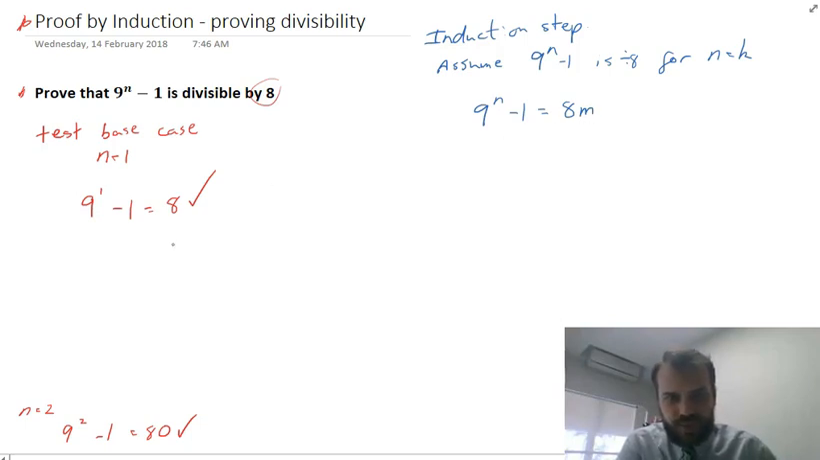This is equal to 8 times 1, this is equal to 8 times 10, the next one will be equal to 8 times something. But if something's divisible by 8, then it's going to be equal to 8m. If it's divisible by 3, then 3m, etc., etc.